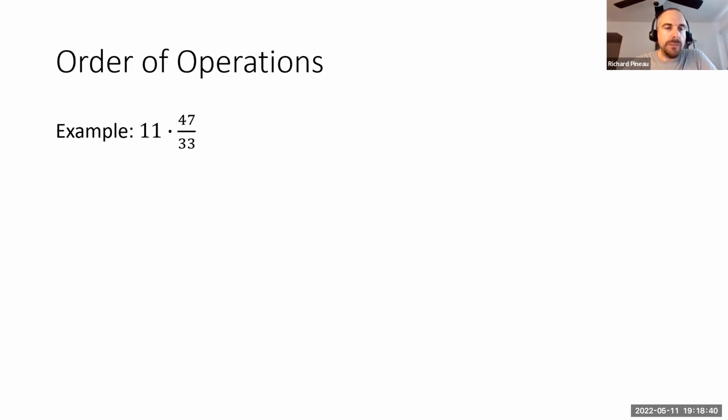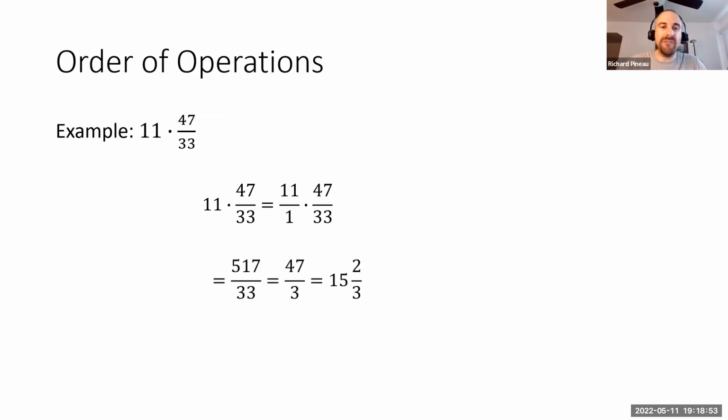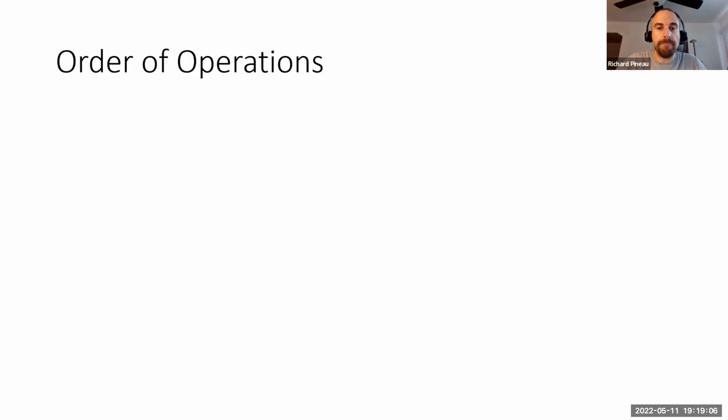Okay, suppose we're asked to multiply 11 times 47 over 33. Simple enough. To multiply fractions, we multiply straight across. So first thing I need to do is convert 11 to 11/1. Multiply straight across. We get 517 over 33, which simplifies to 47 over 3. And as a mixed number, that's 15 2/3. How did I get that? I used long division. We covered this in an earlier segment. So pretty straightforward.